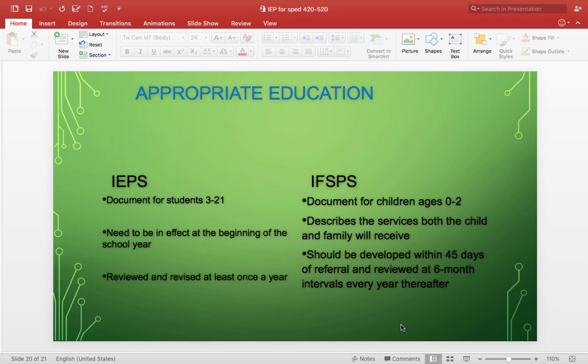Now, in appropriate education, again, an IEP is 3 to 21, IFSP 0 to 2, but we usually do the IFSP through until they're about 4 or almost 5, getting ready to go into kindergarten. The IEP needs to be in effect at the beginning of the school year. The IFSP describes the services both the child and the family will receive. That's why it's called a family plan. The IFSP should be developed within 45 days of referral and reviewed at 6-month intervals. And the IEP is reviewed and revised at least once a year.